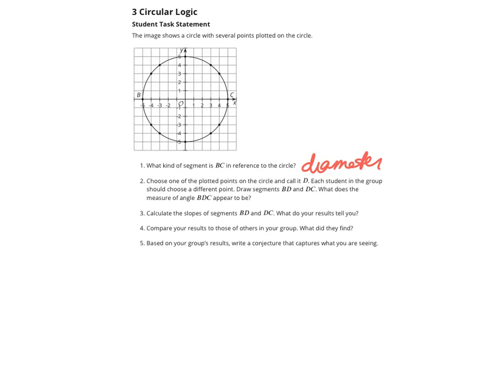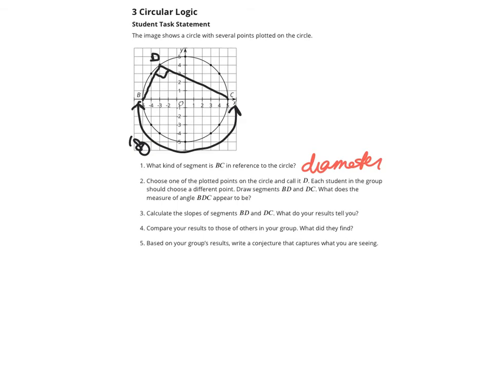Choose one plotted point on the circle and call it D. I don't know. Let's do this one. We don't have students in a group, so we're just playing along. We're going to draw a segment BD and DC. We've messed with segments like that before in the circle unit, and we know that angle D is a right angle, because this measurement on the circle is 180 degrees, and the angle is half of that. All right, so we've actually proven that before.